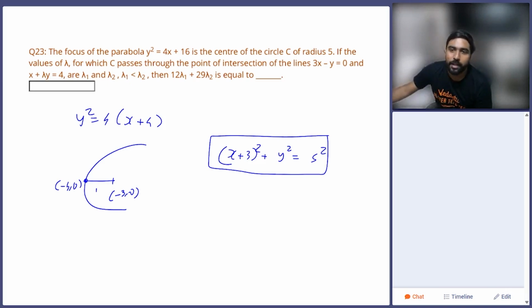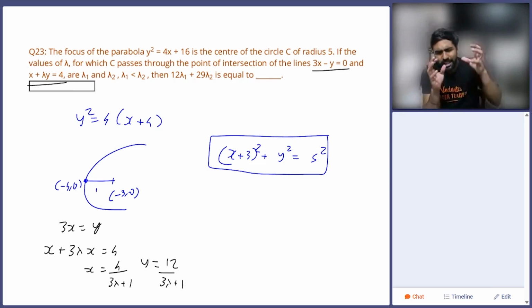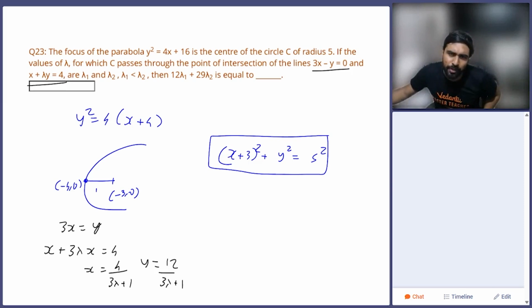We need to find the value of lambda by the point of intersection of these two lines. So to get the point of intersection of these two lines, I have 3x equals y, and from there I can say that x plus 3 lambda x is equal to 4. So x is equal to 4 upon 3 lambda plus 1, and y will be equal to 12 upon 3 lambda plus 1. This is the point of intersection. I could directly substitute this point of intersection, or rather I can use a bit of logic and say that if y is equal to 3x, why don't I directly substitute that, and then I will find the value of lambda. That's exactly what we'll do.